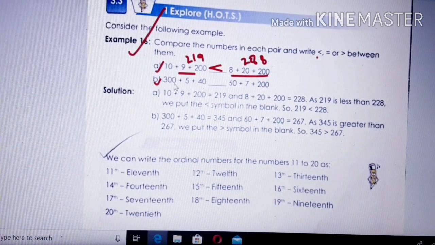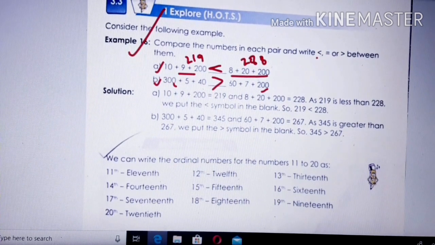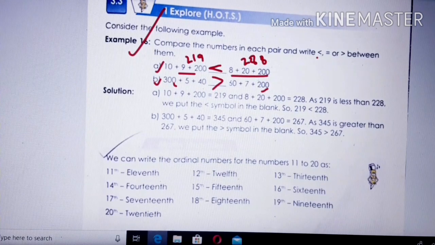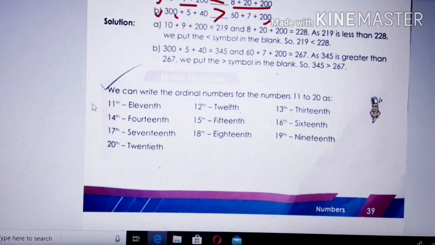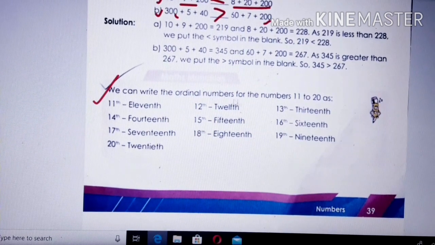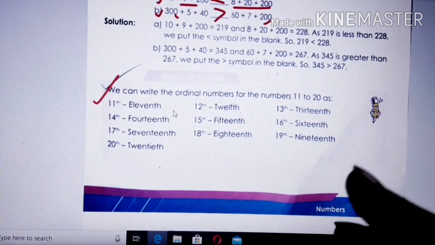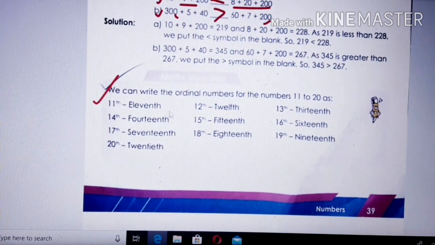You see the place value of hundreds. This is 300 and this is 200. So it is very clear that 354 is greater than 267. Is it clear? That is how to compare if it is in expanded form. Next you see we can write the ordinal numbers for the numbers 11 to 20, as we have studied up to 10th, isn't it? So we'll now study from 11th to 20th.